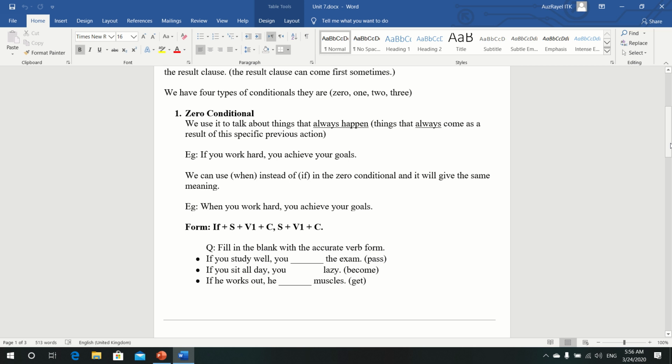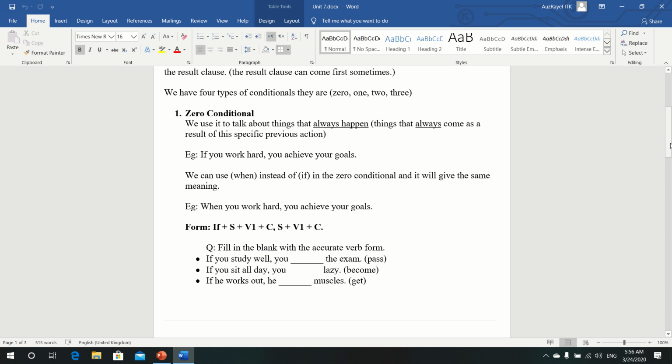For example, if you study hard, you pass the exam. It's normal that if you study hard, you pass the exam. This is what everybody knows. So it is something that always happens. Let's give you another example. If you heat the water at 100 degrees, it boils. Okay, so the condition of boiling water is to put it at a temperature of 100 degrees.